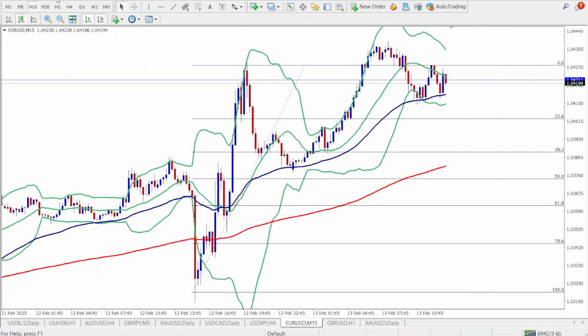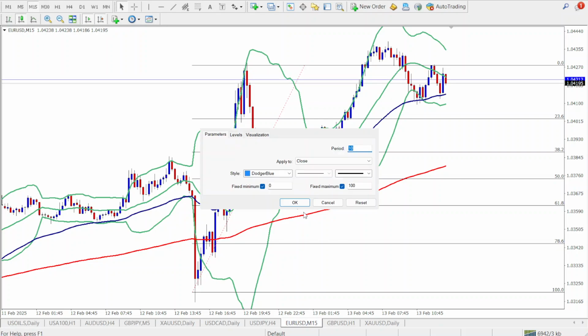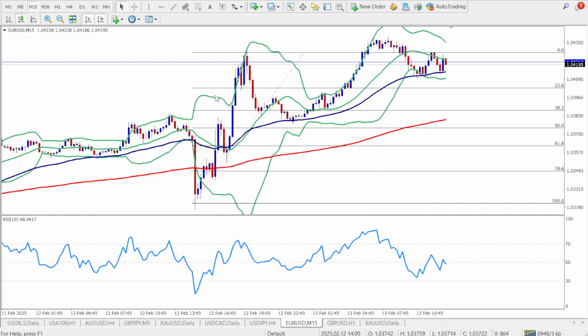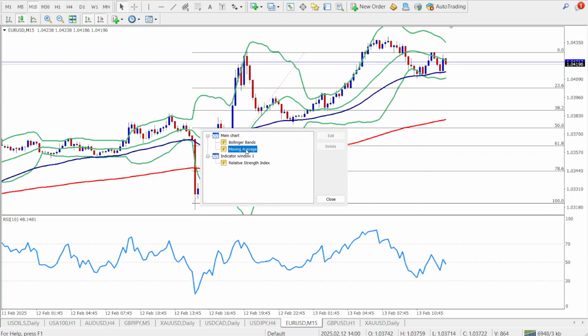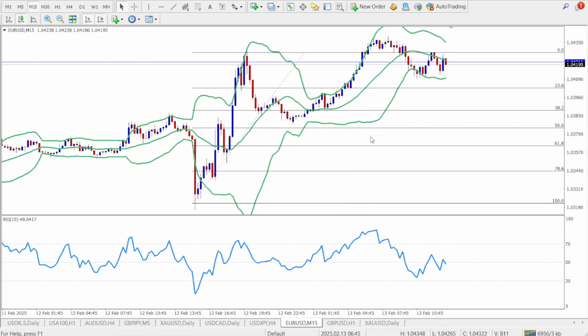Then you can pair the RSI. So I'm just going to remove this now. Okay, you can pair the RSI with the Bollinger Bands for overbought and oversold signals. Remember that the Bollinger Bands upper band represents overbought conditions, while the lower band represents oversold conditions. So you can combine that with RSI signals as well.